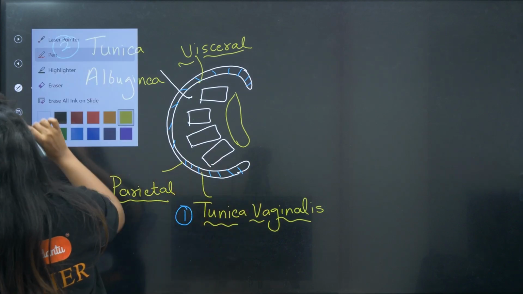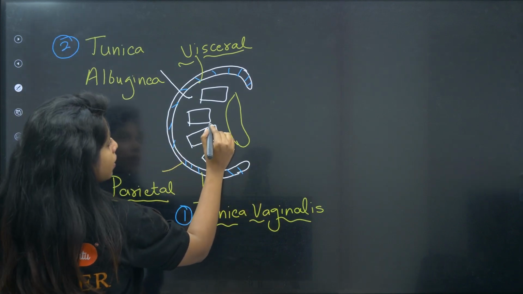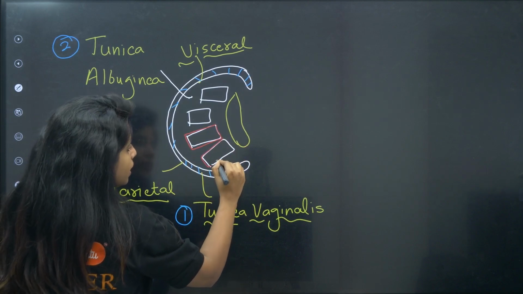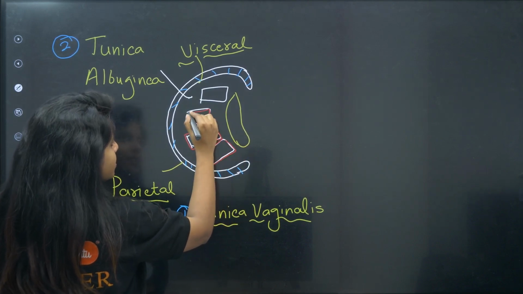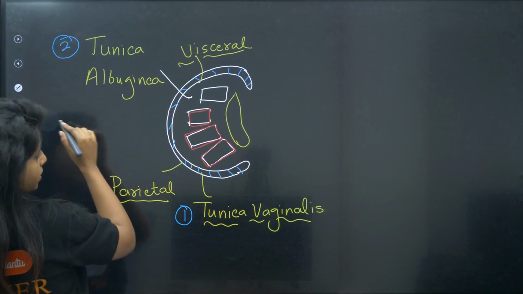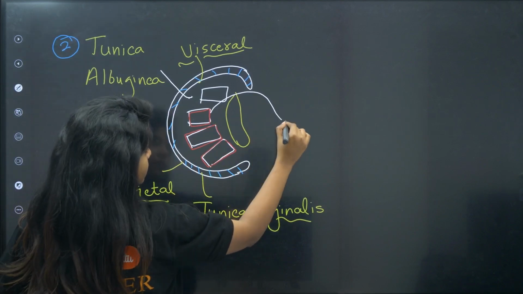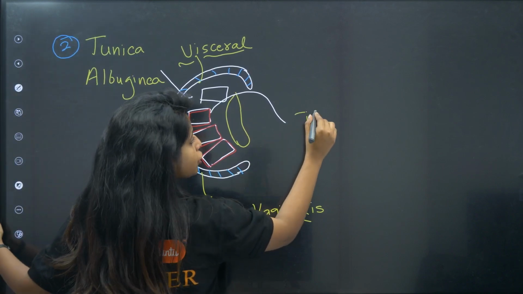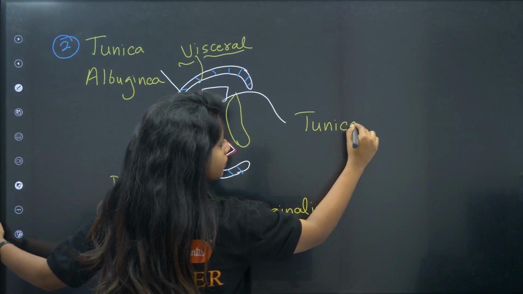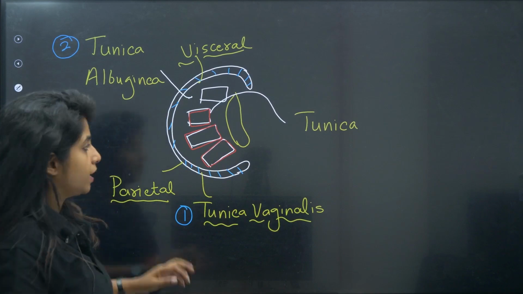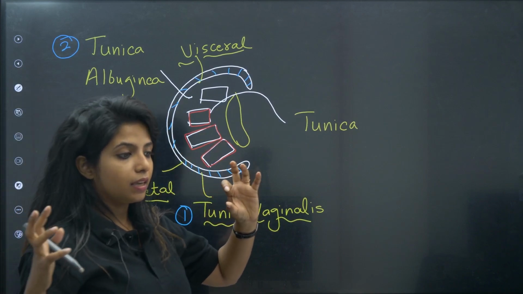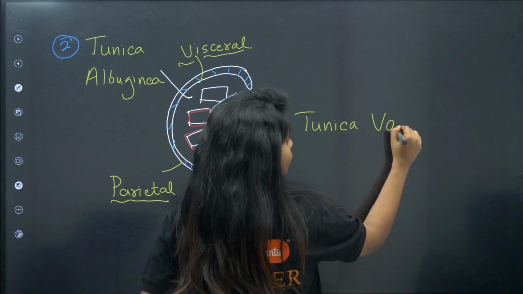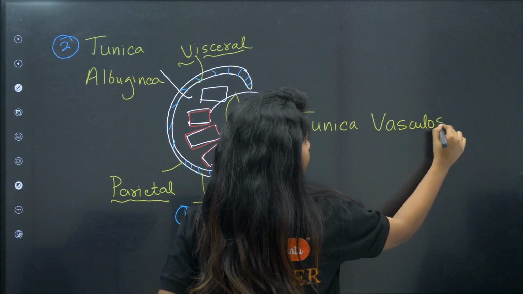Now the innermost layer which is surrounding each testicular lobule, it is known as, any guesses? Do you have any guesses? If you have any guesses, you can definitely tell me. This red colored thing, it is known as tunica. Since it is a vascular layer, it helps in bringing up the blood vessels and everything. It is known as tunica vasculosa.